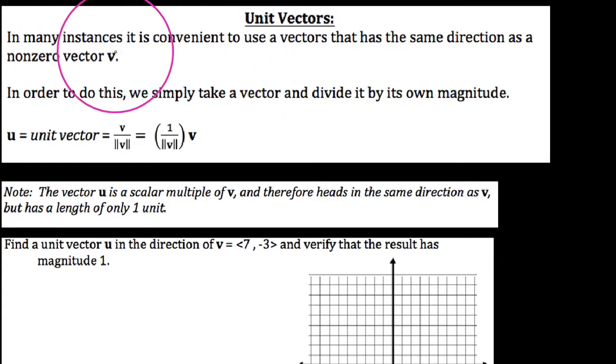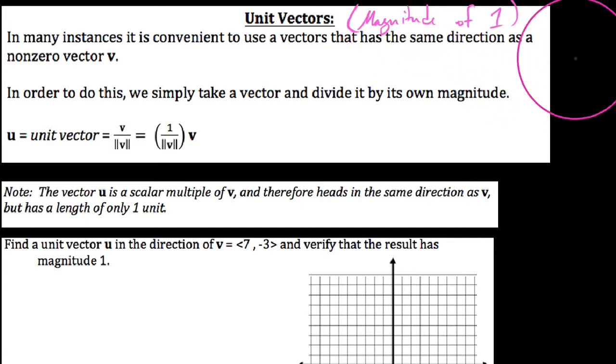First of all, in many instances it's really convenient to use vectors that have the same direction as something else, but that have a length of 1. So when you hear a unit vector, we say it is a vector with a magnitude of 1. It's kind of like the unit circle. And so if we want a vector of magnitude 1, it all lies in one key fact.